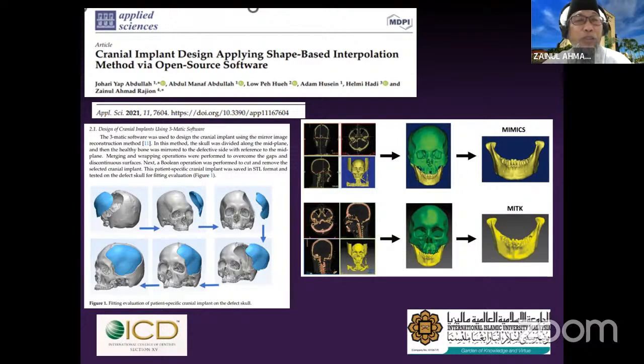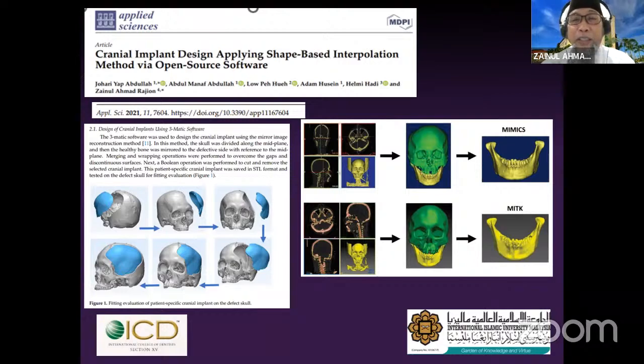There is Trimatic software, so we are trying to see patients with cranial deformity. We do some mirror imaging. We take some data from the area where there's no deformity, we do the mirror image and put it on the area that needs reconstruction.